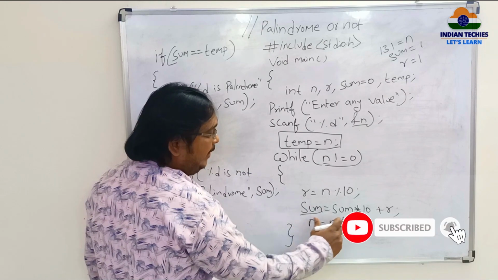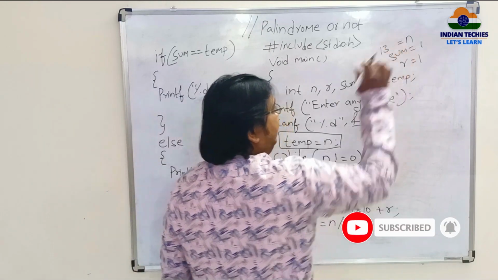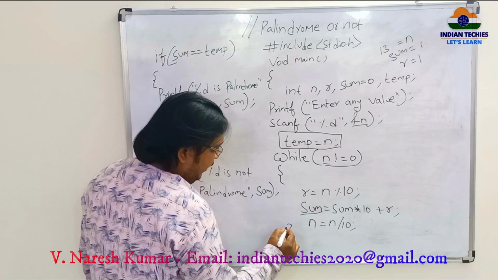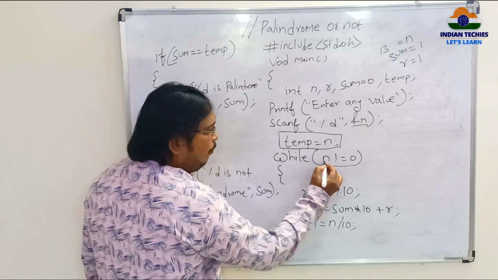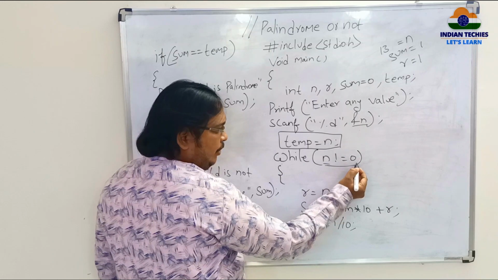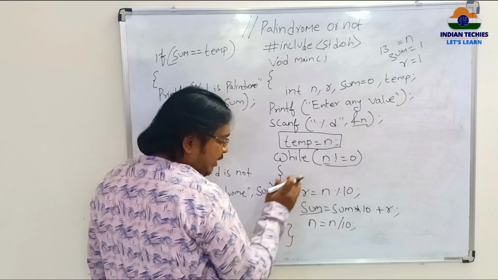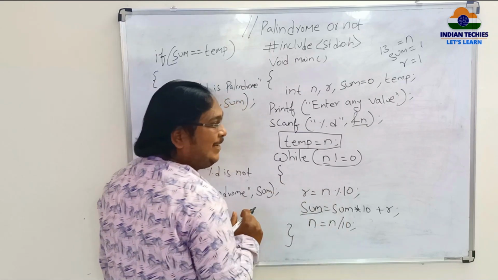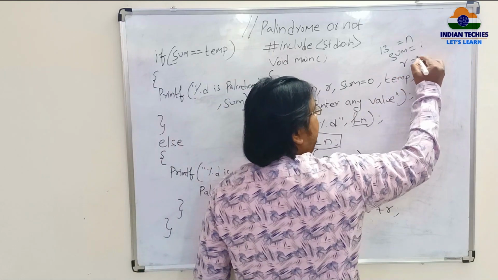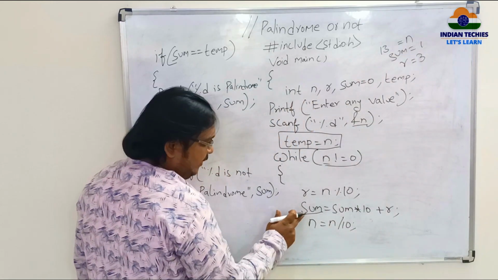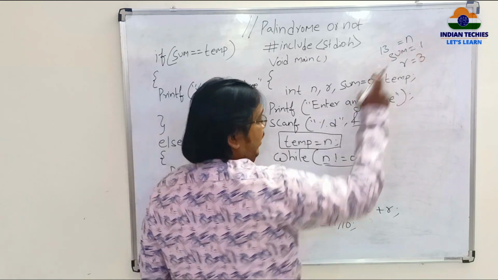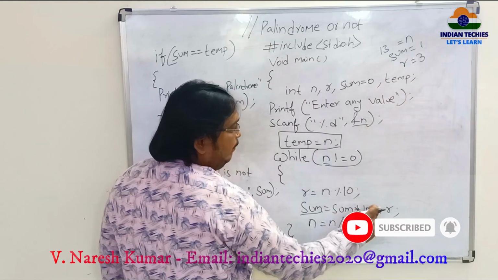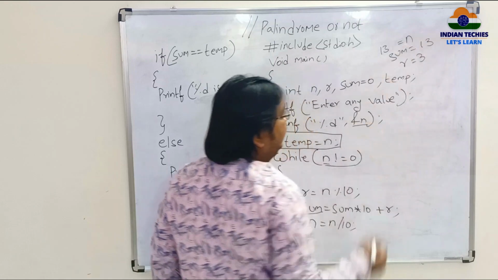That is 131 by 10. Then n becomes 13. 131 by 10, you will get the quotient. So again it goes to the loop starting. Now what is n value? 13. 13 not equal to 0? Yes, it is not equal to 0. Again the loop goes inside. Next 13 mod 10. What is the remainder? 3. So now R value is 3. Again next step. Sum into 10. What is sum value? 1. 1 into 10, 10 plus R. What is R value? 3. So 10 plus 3. Sum value becomes 13.